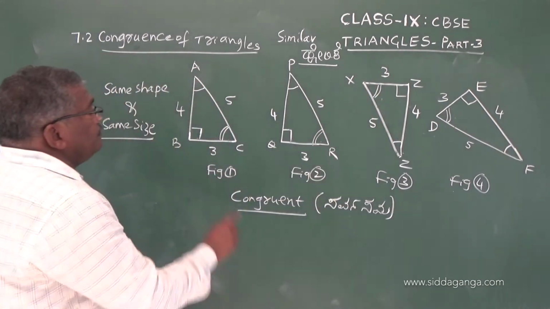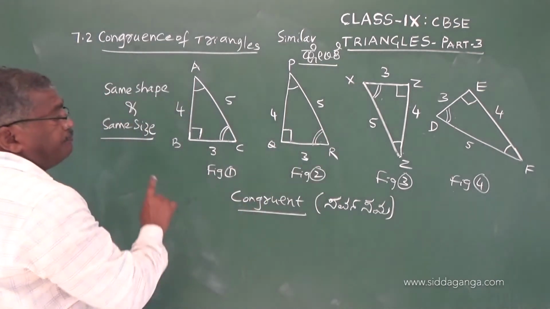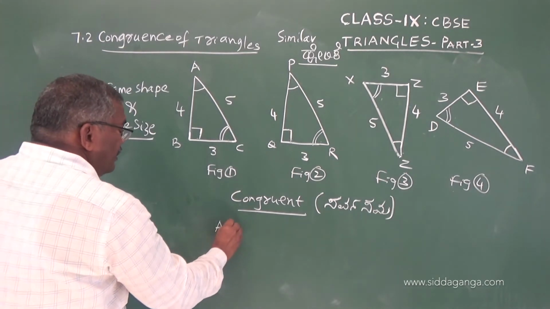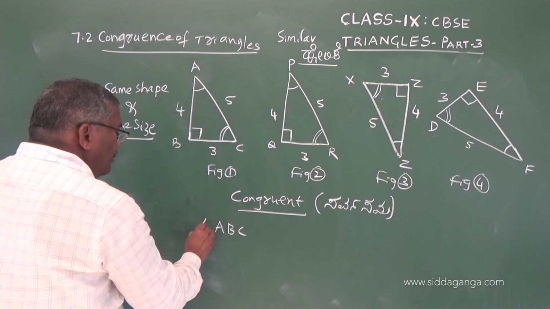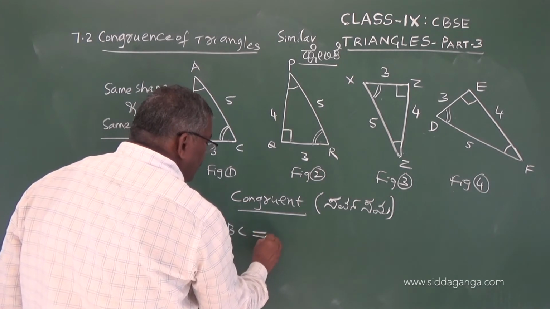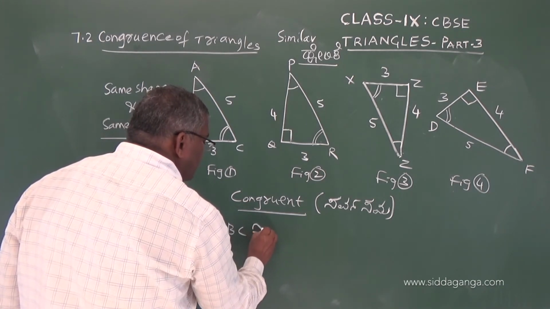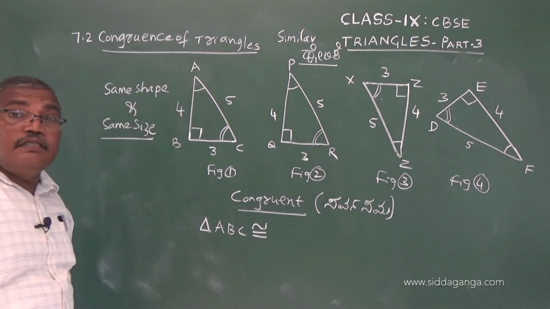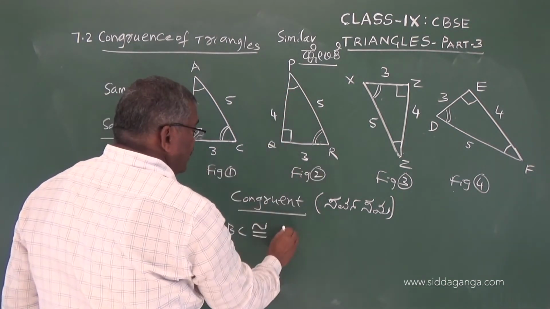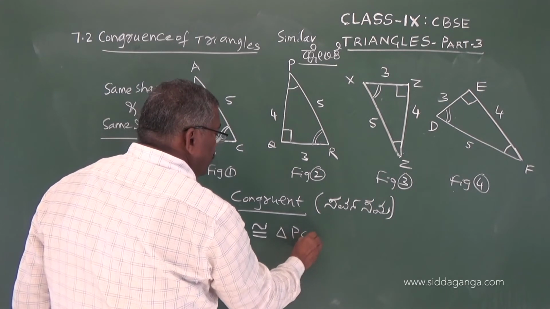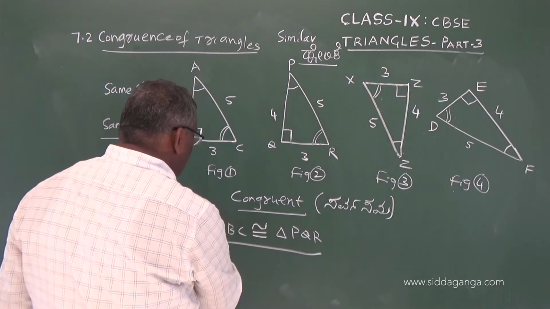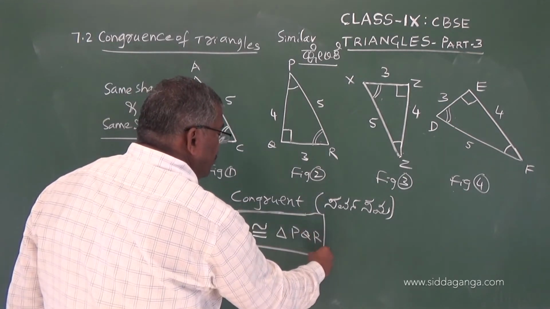So therefore, how can we write this? We write like this: triangle ABC. Remember this, triangle ABC is congruent to, we write 2 horizontal lines and a slant S as in the case of similar triangles. This is the symbol for congruence. Triangle ABC is congruent to triangle PQR. So we read it as triangle ABC is congruent to triangle PQR.